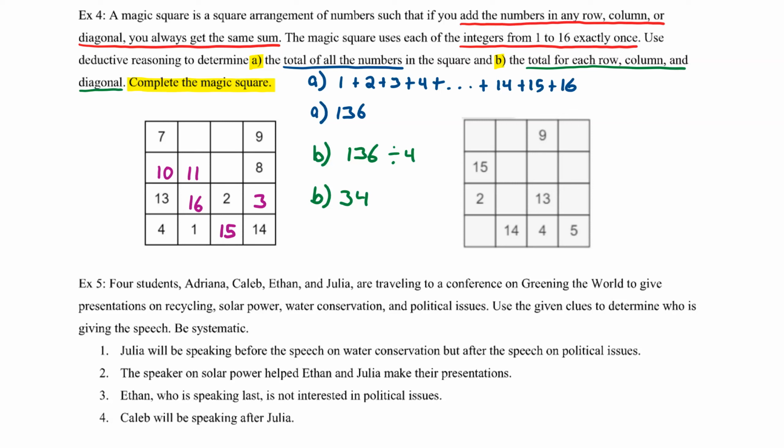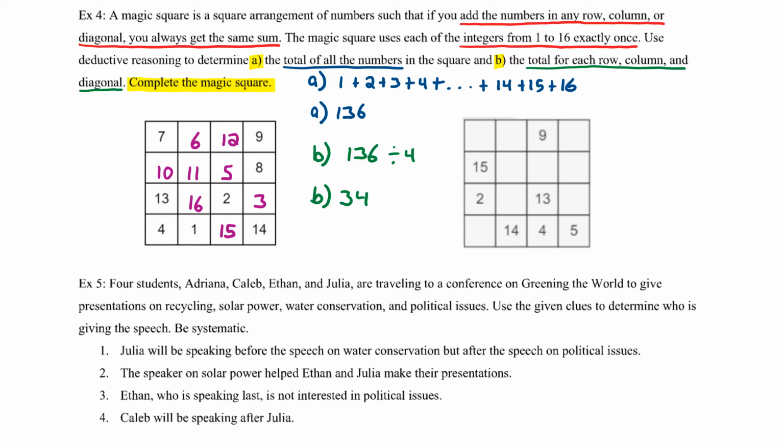Now that we filled that in, going across 10, 11, and 8, we need 5. And then the last 2 values we end up needing 6 right there and 12 right there. And now we have successfully completed that magic square. Okay.